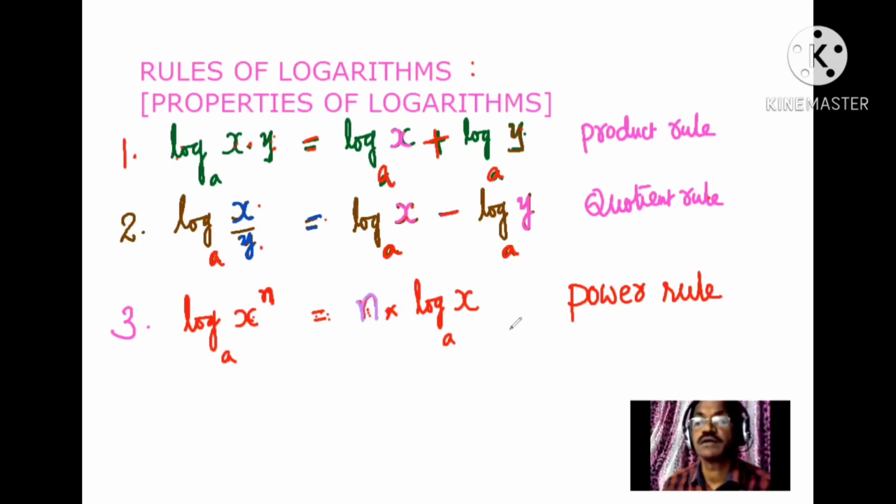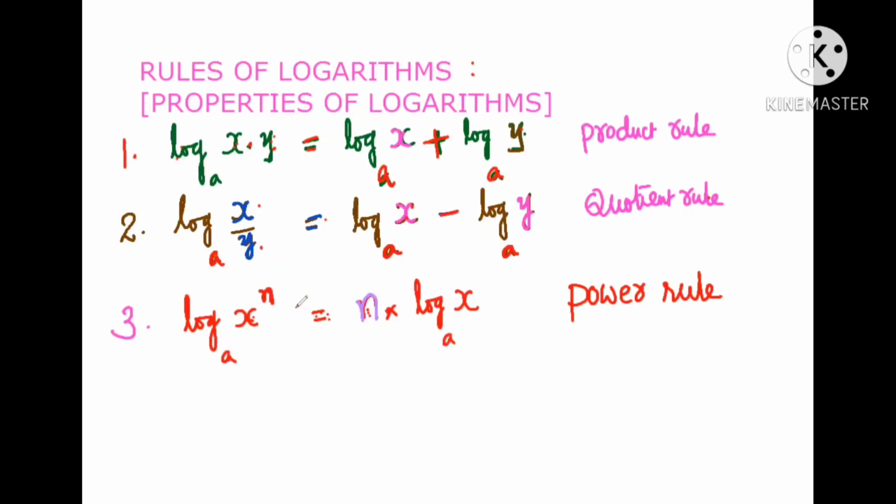This is called third rule. This is also called power rule. Now let us prove these rules one after one, and see how we can use these rules to solve problems. Now where do we use this one?